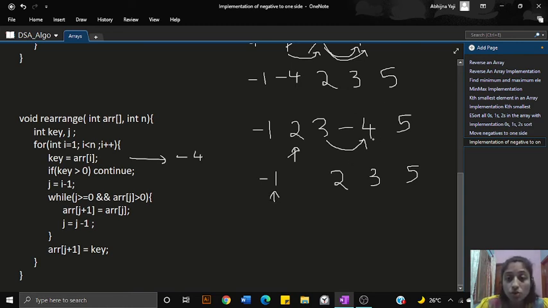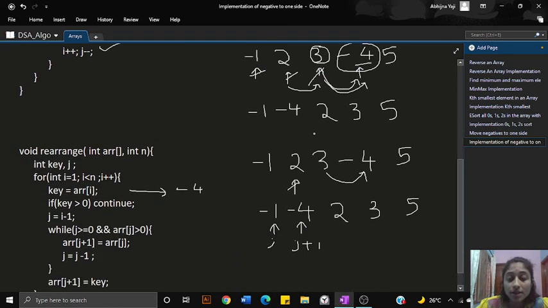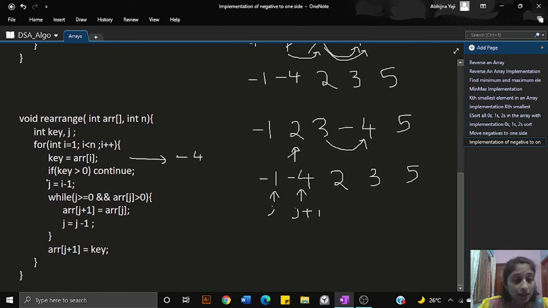So where do we have to store minus 4? We have to store minus 4 at the j plus 1 location, which is this j plus 1. So I'm going to put minus 4 here. So this is actually the entire code. That's all. It is simple. As soon as you see a negative after a few set of positives, you have to do a right shift of the positives and then put the negative element at the start of where you found the positive number. That is the entire logic of this code.